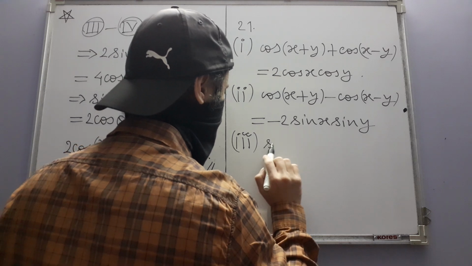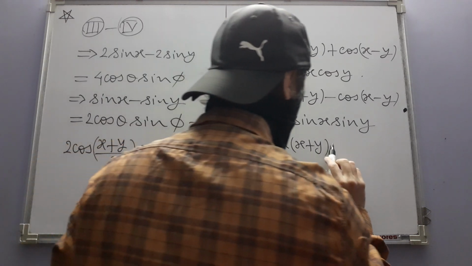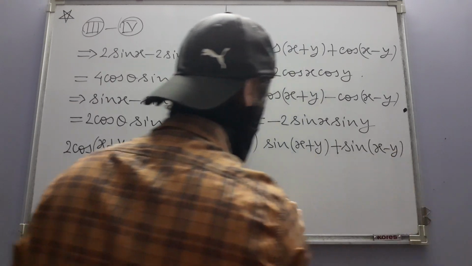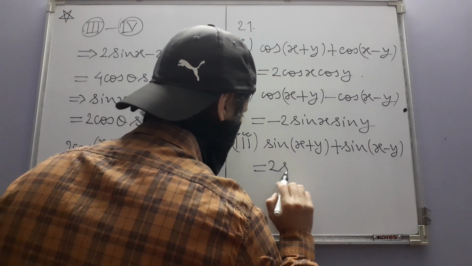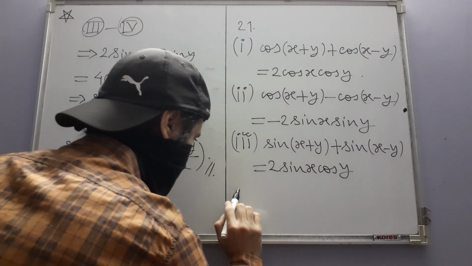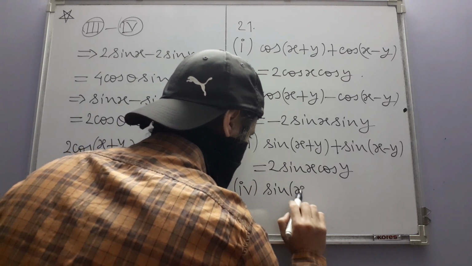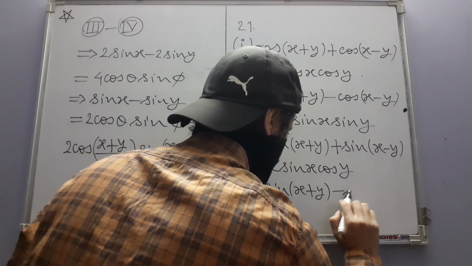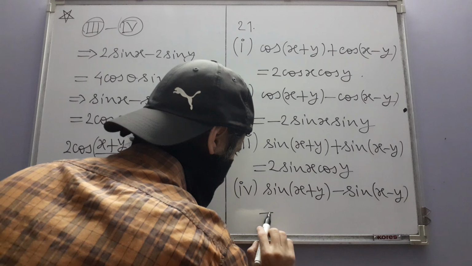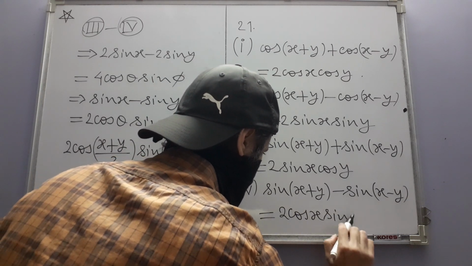The third one is sin of x plus y plus sin of x minus y. This is 2 sin x cos y. And the fourth one, sin of x plus y minus sin of x minus y. This will be 2 cos x sin y.